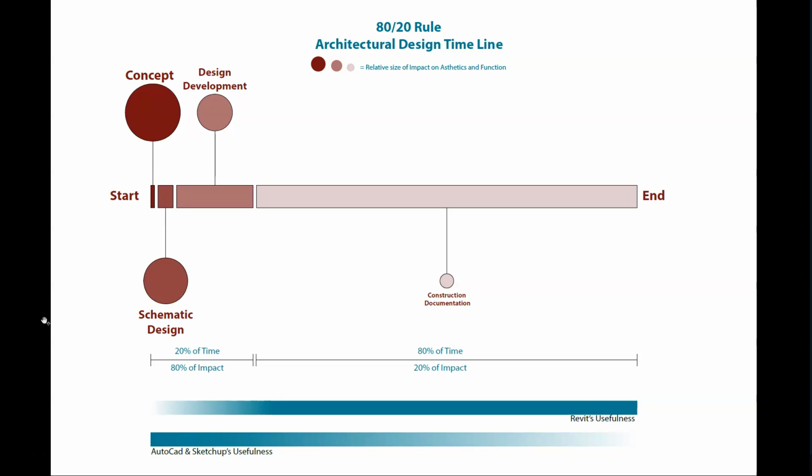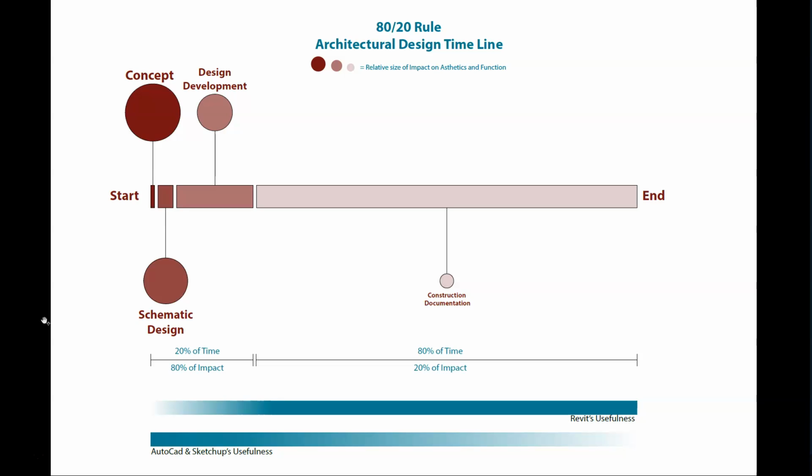Basically what it says is that 20% of your time, a very small percent of your time, is going to give you the most impact, 80% of the impact of whatever you're working on. And the reverse is also true, that 80% of your time is actually going to be spent on something that only has about 20% of the impact. And of course, these are rough numbers. It's just a way of thinking. It's not like this is precisely this percentage.